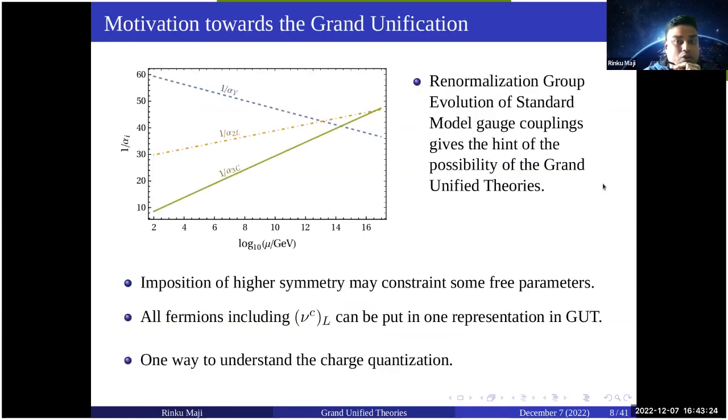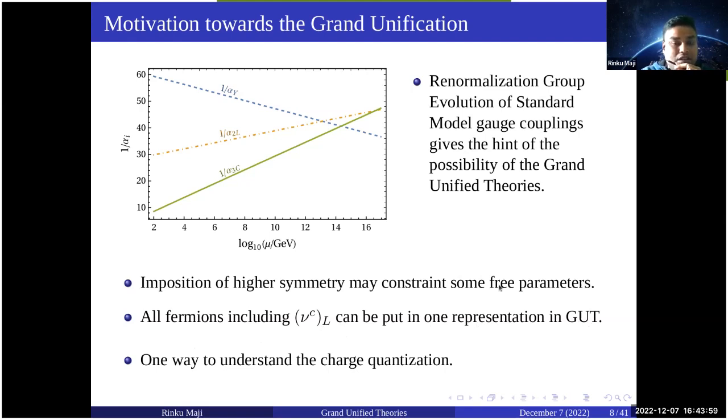For the motivation, as we know, the standard model gauge couplings tend to meet at some high scale. This could be a hint of a unified theory, but it could also be a coincidence. However, imposing a higher symmetry may constrain some free parameters of the standard model. As we know, there are 19 free parameters in the standard model if we don't include the neutrino mass. Another thing is that all fermions, including a right-handed neutrino, can be put in one representation in GUT.